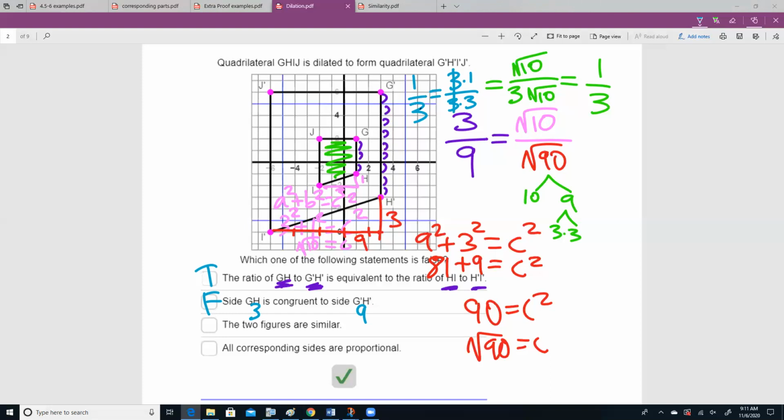Okay, the two figures are similar. We already mentioned that whenever we have a dilation, we have similar figures. All corresponding sides are proportional. That is a definition we get from similar figures.